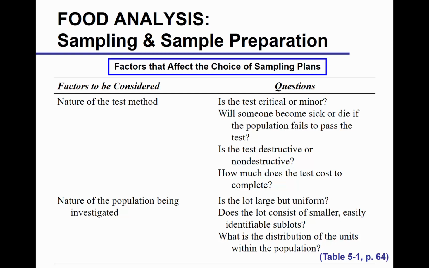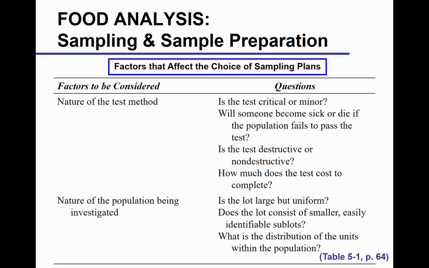Nature of the population being investigated. How big is the lot? The lot is large but uniform. So a container of wheat, they're all wheat. Or flour, it's uniform, large. We can take a limited amount of samples because it's mostly uniform. Does the lot consist of smaller, easily identified units, like cans of food?